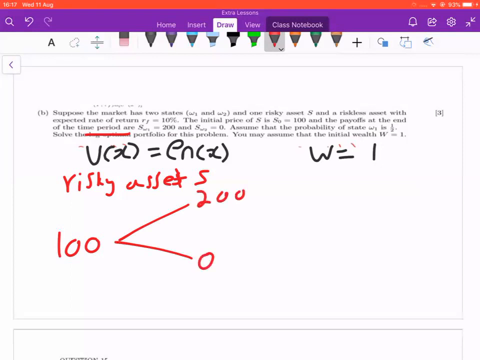And then you have a riskless asset. Did they say how much their price is? They didn't say how much the price is, right? But we know that the payoff is going to be, again, let's just say it has a price of 1, and then the payoff is going to be 1.1 and 1.1, because it pays a 10% interest rate.